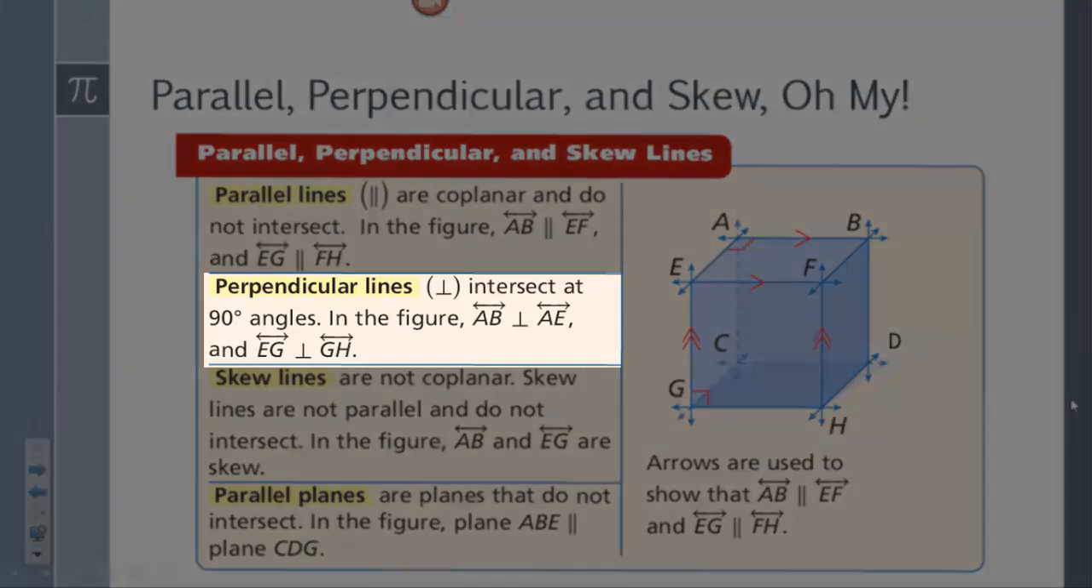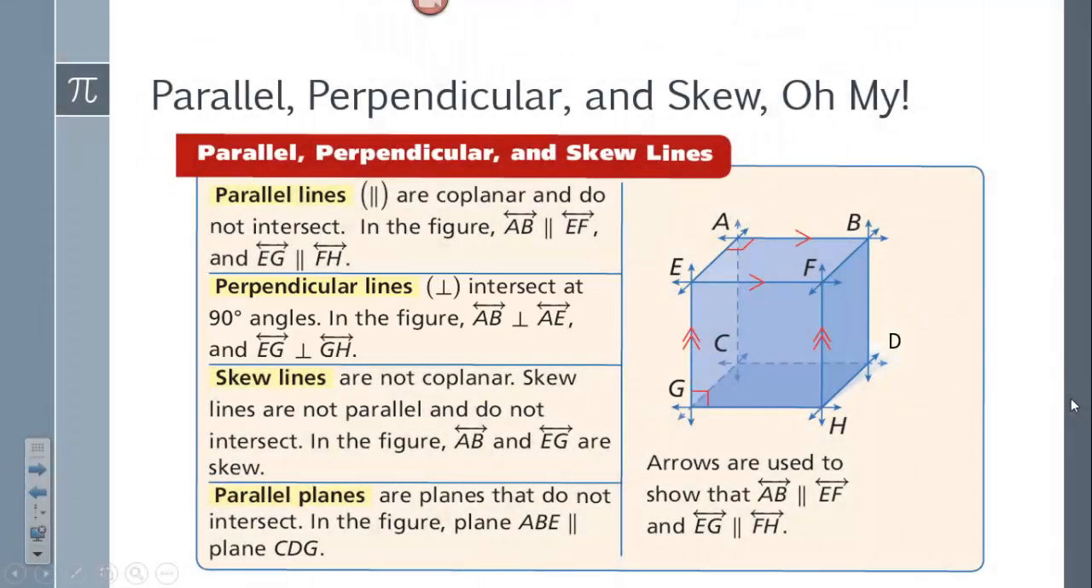So perpendicular lines we've already defined. We know that they intersect at right angles or 90-degree angles, as indicated by a little square on the diagram where the right angle would be. So in this figure, we can conclude that AB and AE are perpendicular, as well as EG and GH, because again, that's indicated by that little red square in the corner.